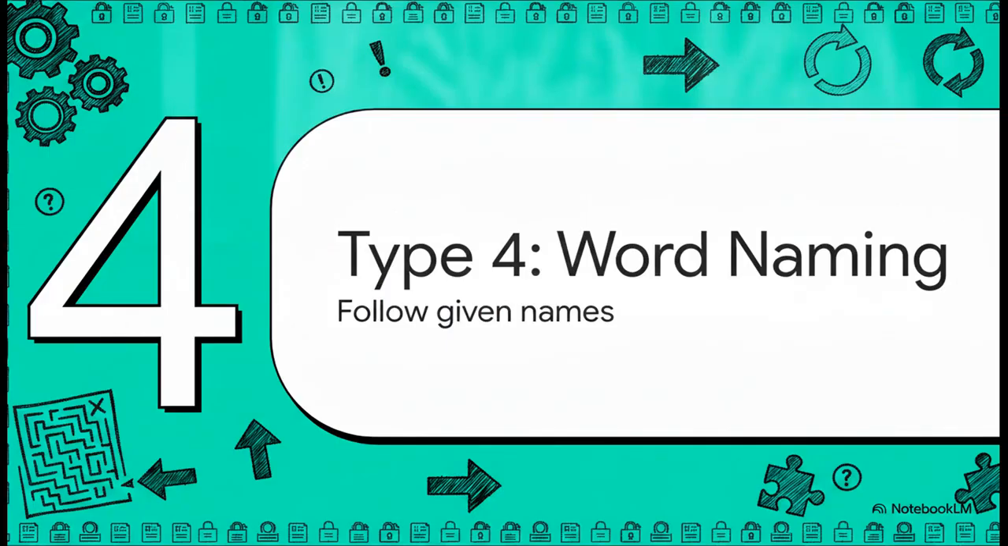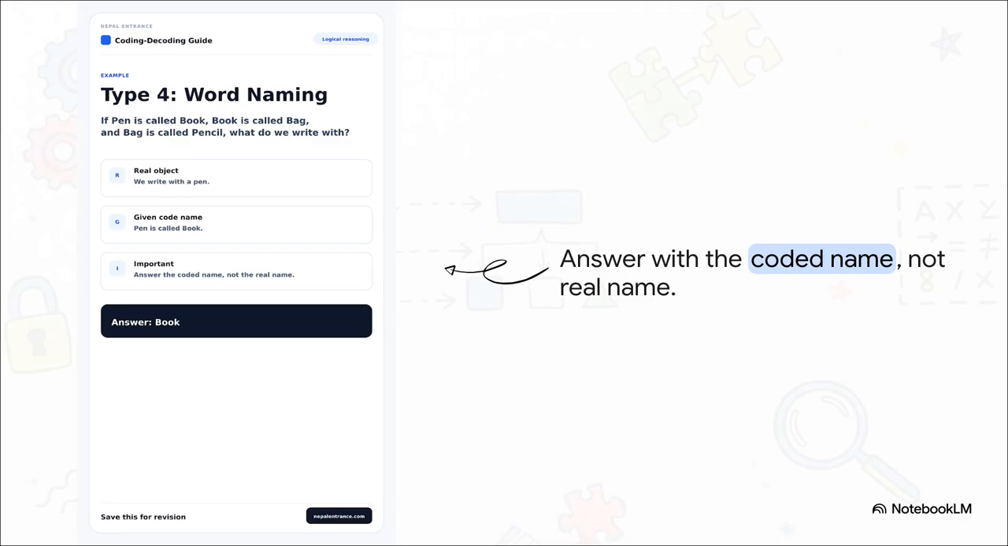Okay, brace yourselves for type 4, word naming. This one is notoriously tricky because it tests your ability to follow artificial rules given in the prompt, rather than relying on common sense or real-world logic. You have to play strictly by the question's rules. Listen to this prompt carefully.